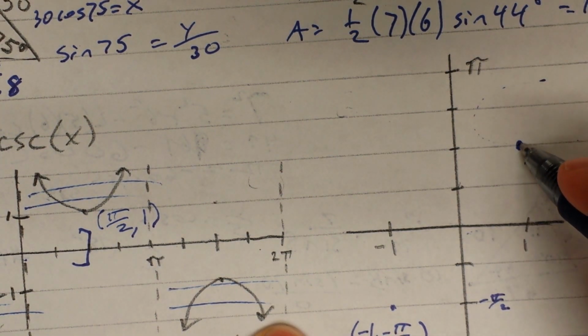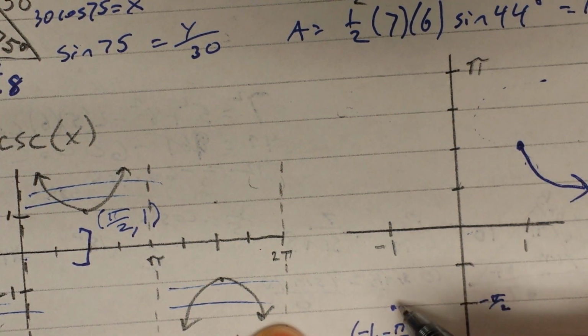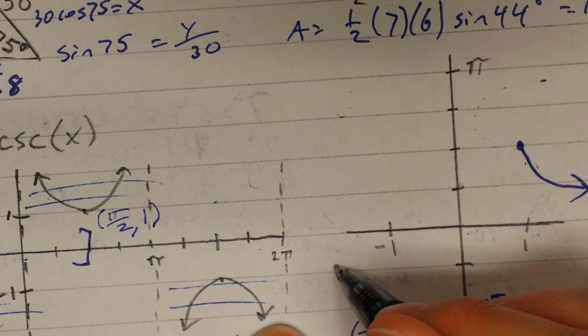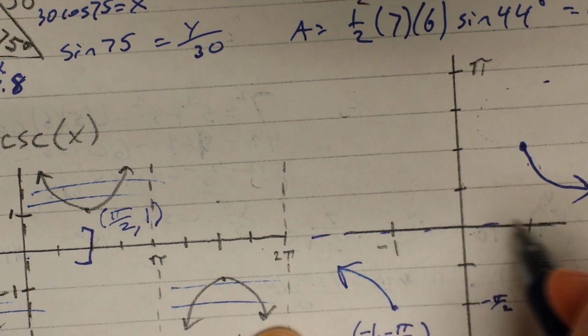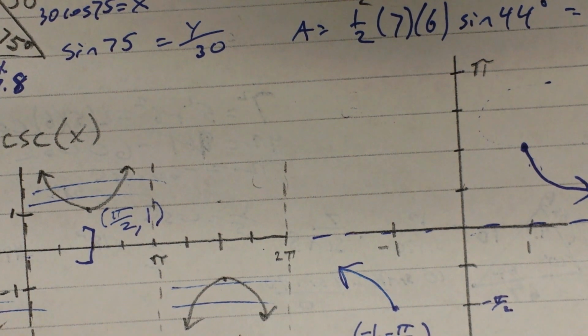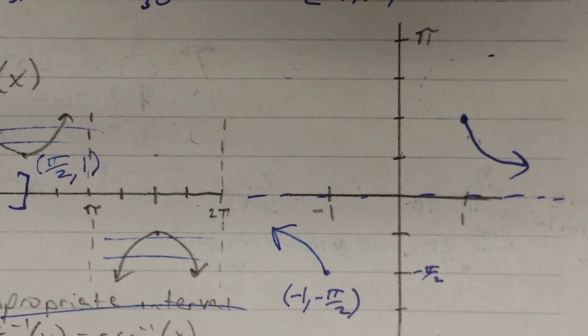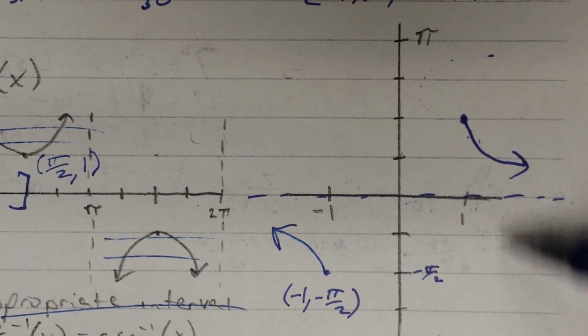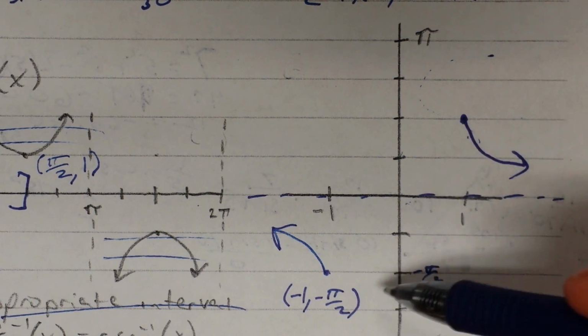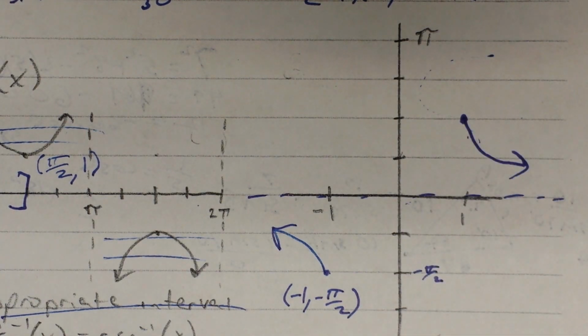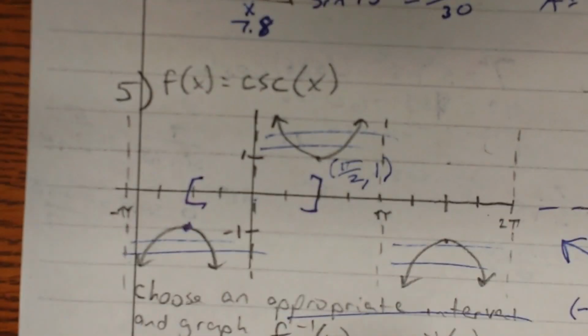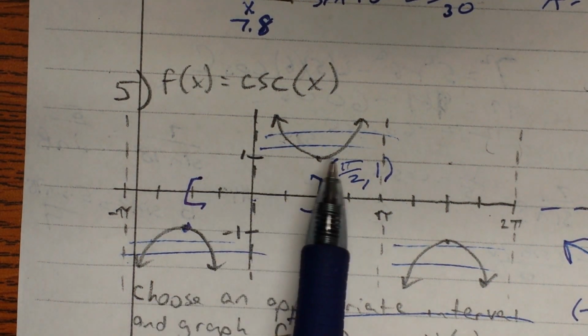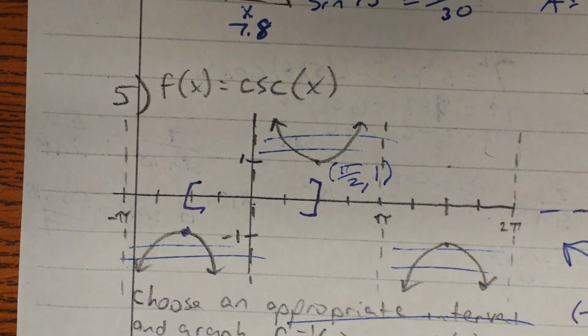And then from each of these, I'm going to have that half of a u. And there will be an asymptote in between. So this is what my graph looks like. This is the graph of the inverse. You can see it passes the vertical line test. And it gives me all the possible values for cosecant, from 1 up and then from negative 1 down.